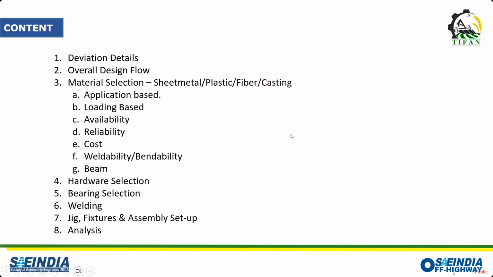So the content will be something like this, which you are seeing on the screen right now. The first is the deviation. It is very important, so be very attentive. It is the deviation from the rule book which we are providing to the team. I'll cover that in the coming slide. Then how your design flow should be, how you can start or initiate your design work through basic calculation or basic sketching. Then we'll have slides on material selection, then hardware, bearing, welding, jig and fixture. All the basics we are trying to cover over here so that it can give you a good kickoff.